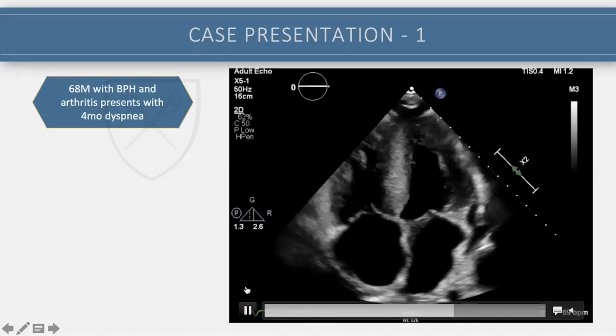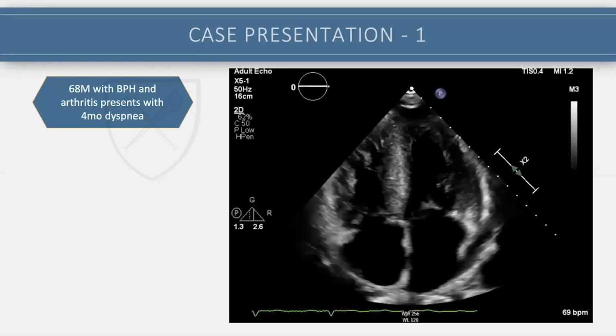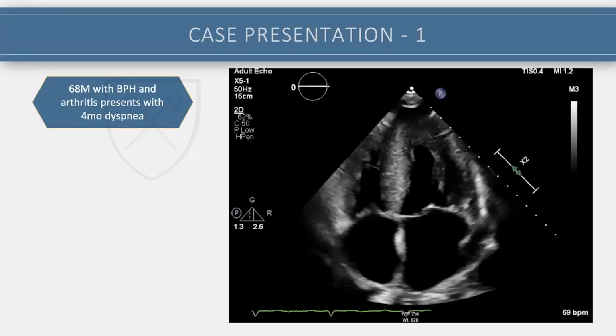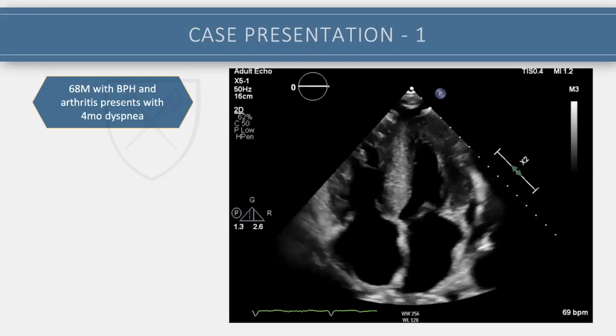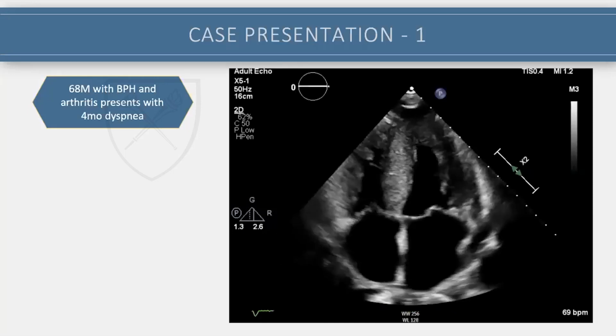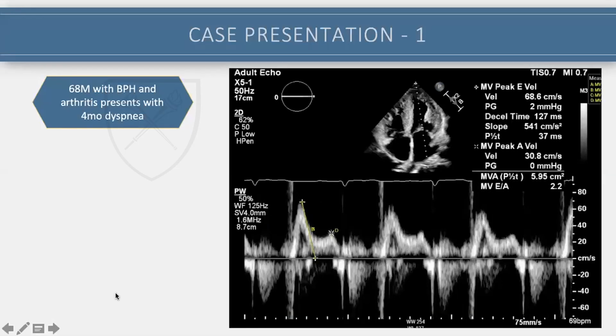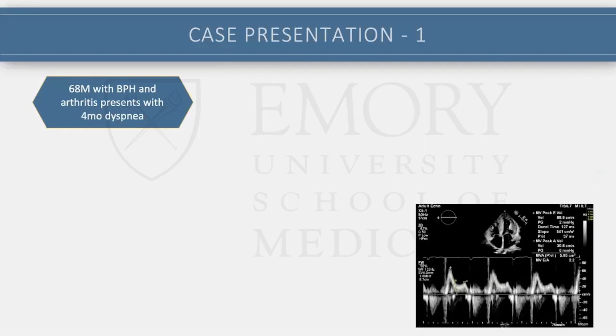As you can see briefly here, he's definitely got thick walls. His read was normal EF. It looks like his atrial size, both the LA and the RA, are probably a little generous. So I'll show you some other clips here. Here's the pulse wave of the transmitral flow. You can see an E to A ratio calculated here at greater than 2. It's 2.2. Sample size maybe not ideal, but probably still holds.